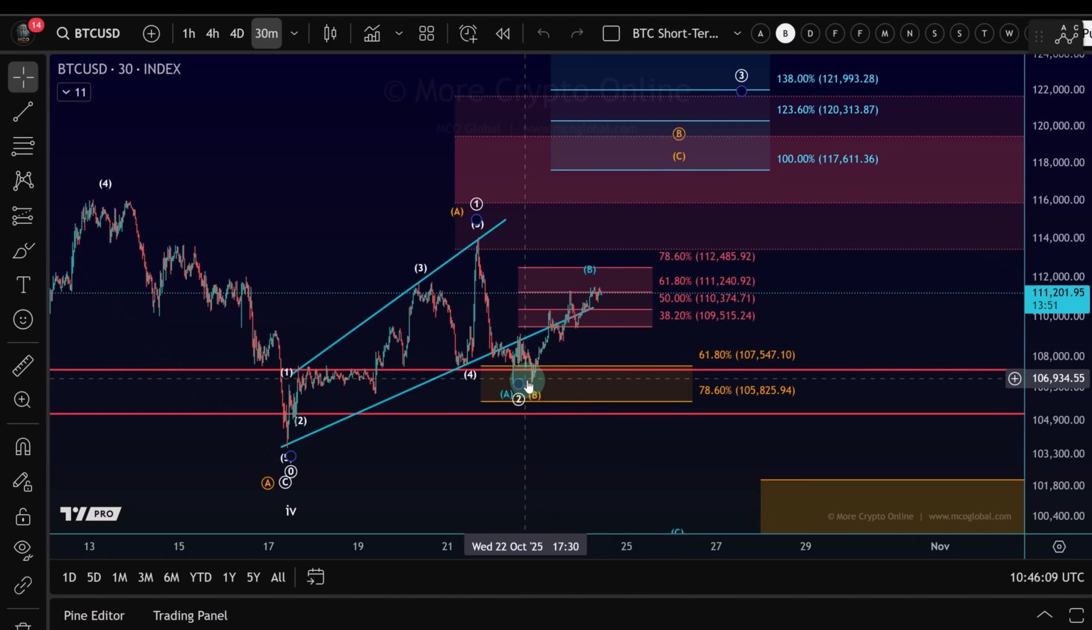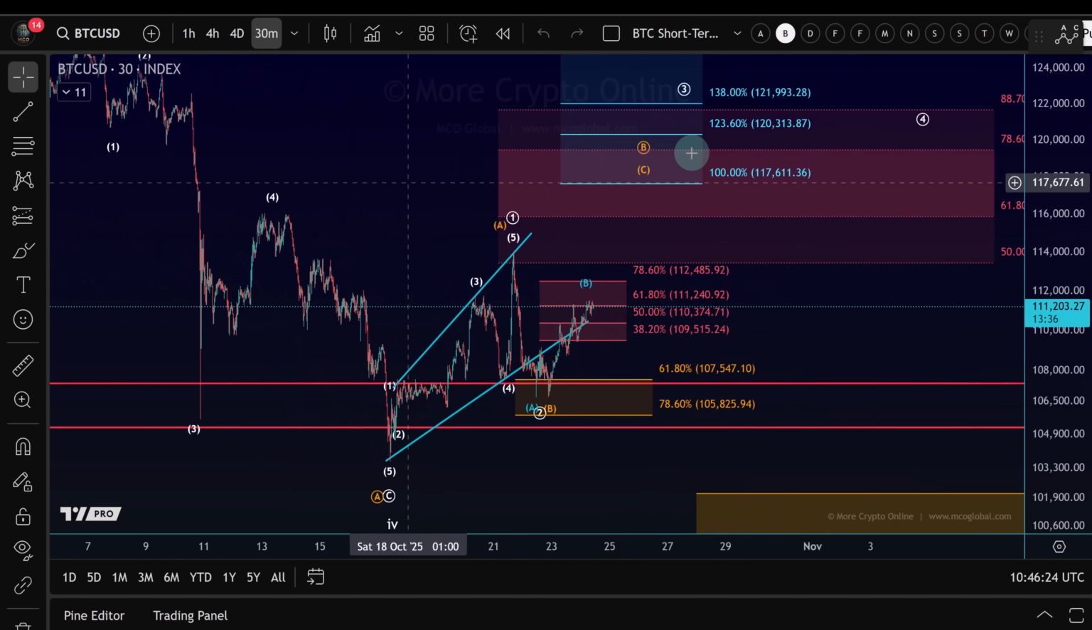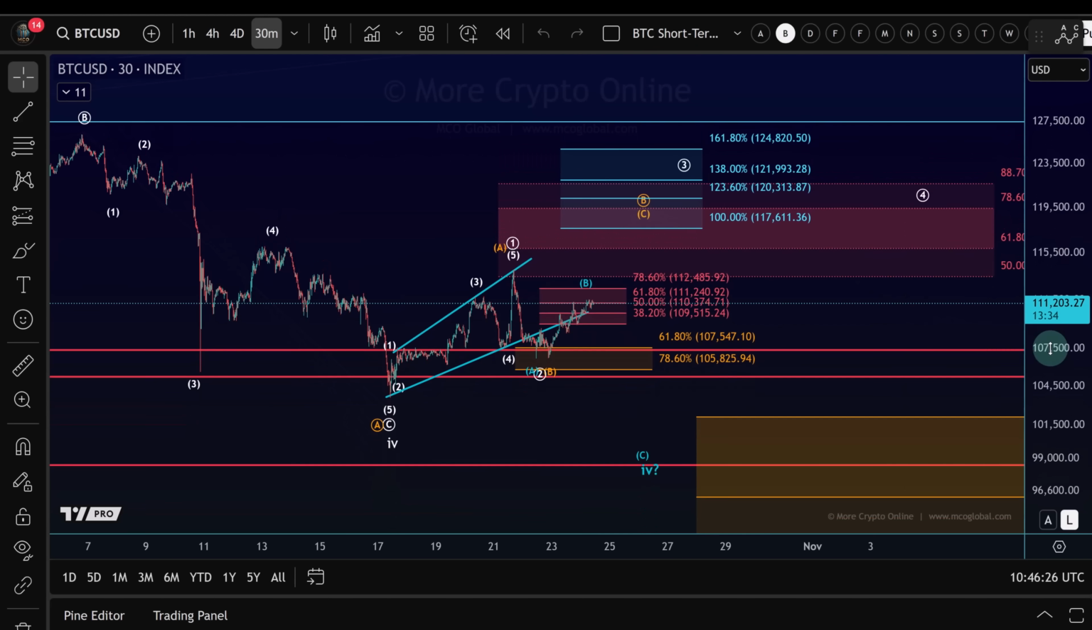Yesterday, the price moved from support into resistance. I mean, it was from the Wednesday lows. The market started to move into resistance, and this resistance area is still unchanged. It's between $109,515 and $112,485. And let's talk about the bullish and bearish scenarios.